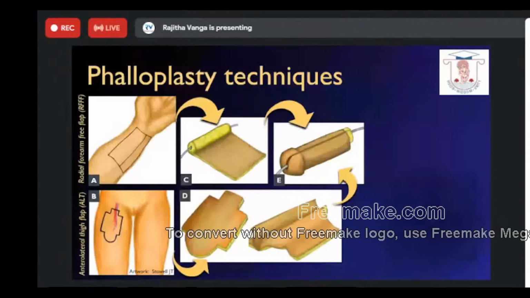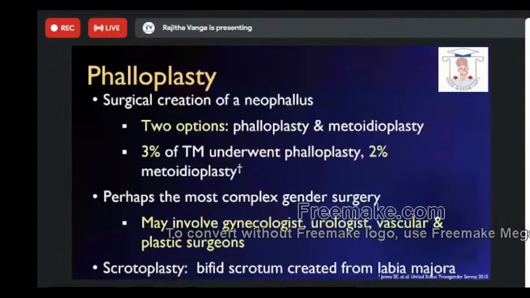So phalloplasty means surgically creating a new phallus. So that was the bottom surgeries. And next, moving on to phalloplasty, creating a phallus or a penis, there are two options: phalloplasty and metoidioplasty. Phalloplasty is the surgery, metoidioplasty is a non-surgical procedure.